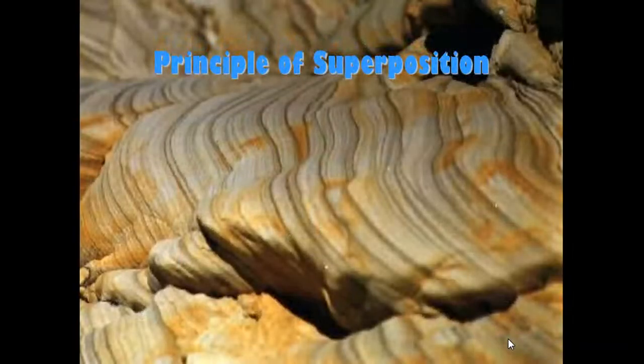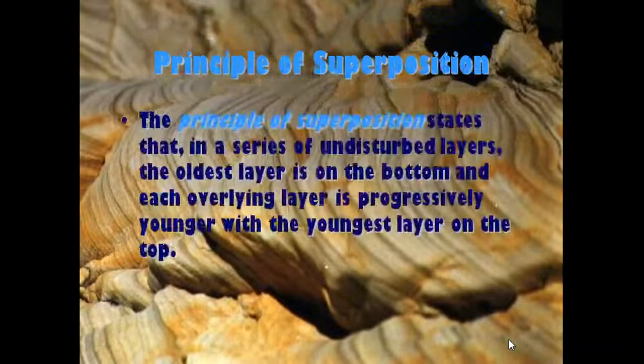Principle of superposition. The principle of superposition states that in a series of undisturbed layers, the oldest layer is on the bottom, and each overlying layer is progressively younger, with the youngest layer on the top.